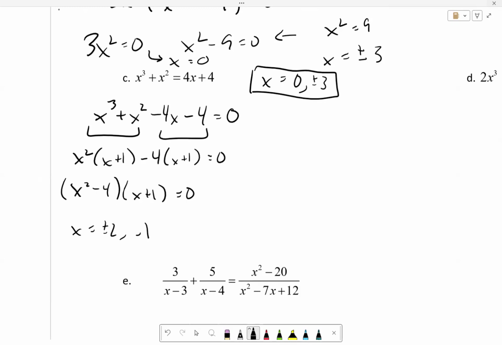Now let's make sure, is this really the same as what we started with? Do you see the x^3? Do you see the plus x^2? See minus 4x? Yep. And the minus 4? Yep. It's all there. It's perfect.